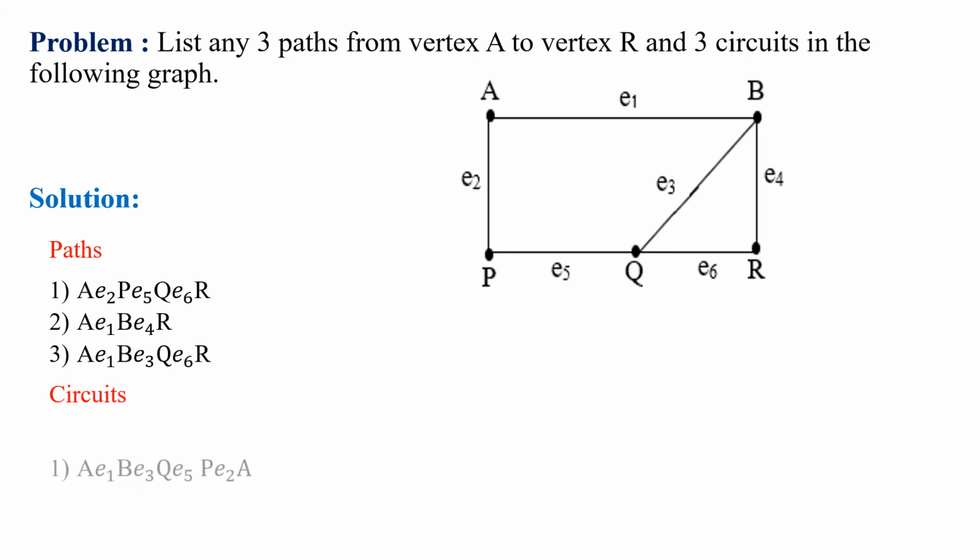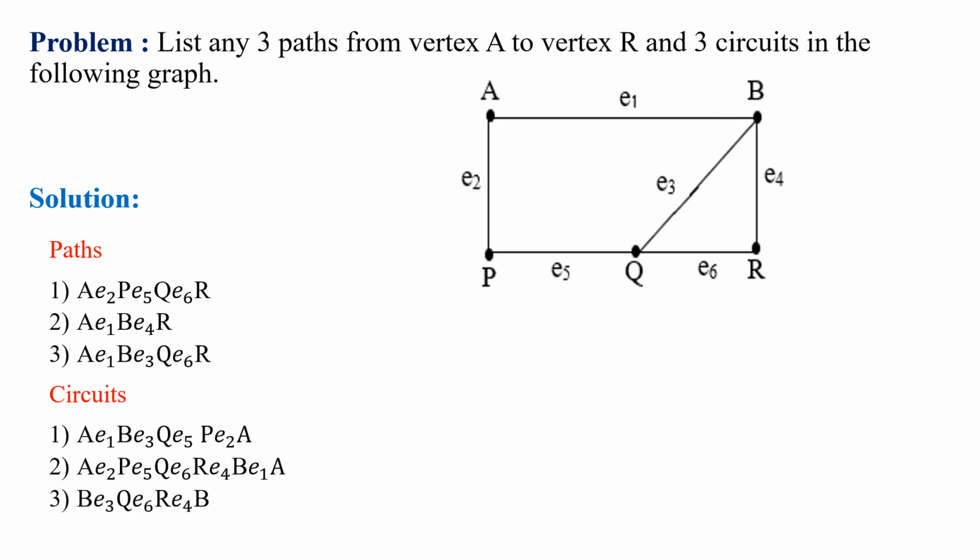Now circuits. First circuit, A, E1, B, E3, Q, E5, P, E2, A. So this is a closed path. End vertices are the same. Intermediate vertices B, Q and P are distinct. Second circuit, A, E2, P, E5, Q, E6, R, E4, B, E1, A. So this rectangle is a circuit. End vertices A and A are the same. Intermediate vertices P, Q, R, B are distinct.